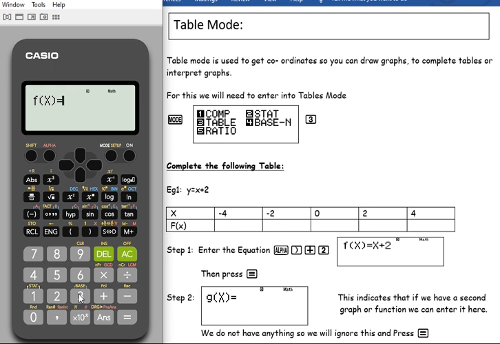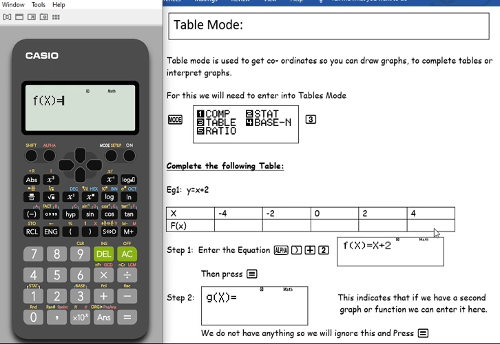Let's have a closer look at the question that is being asked. Complete the following table for where y equals x plus 2. I have been given a table that has no f of x or y values given to me. Let's see how the calculator is going to help us in completing this table.